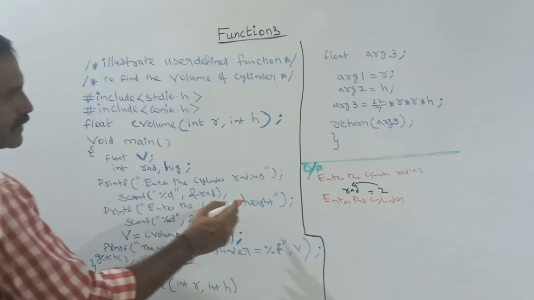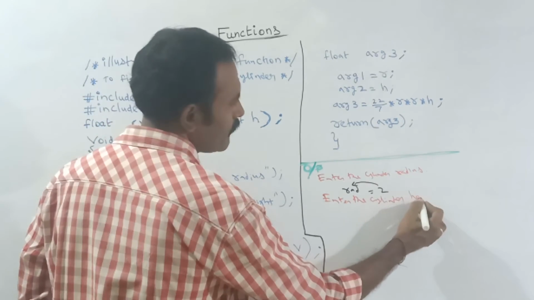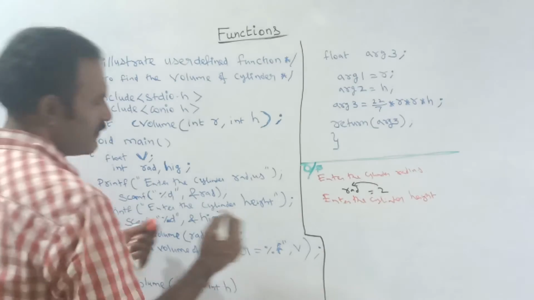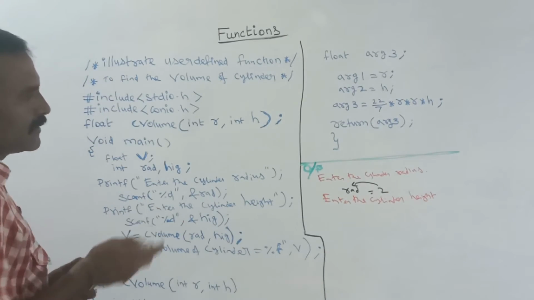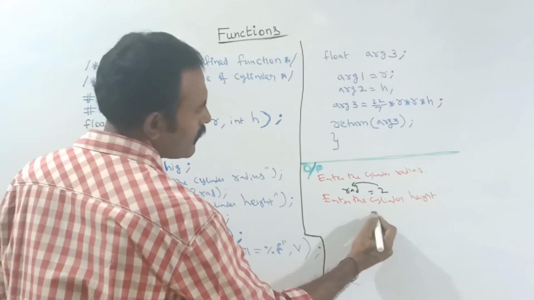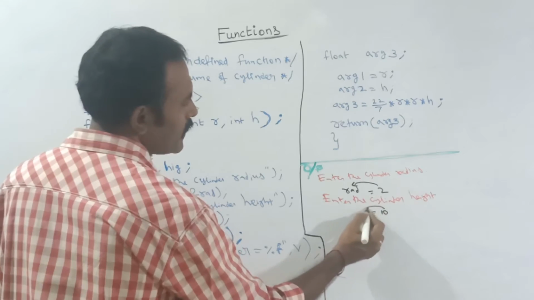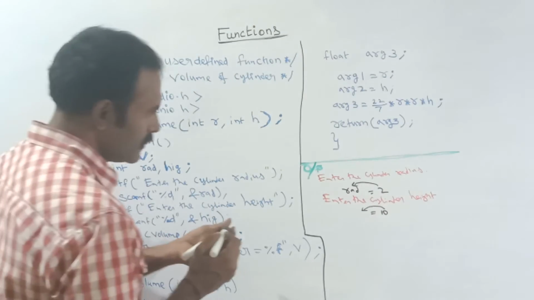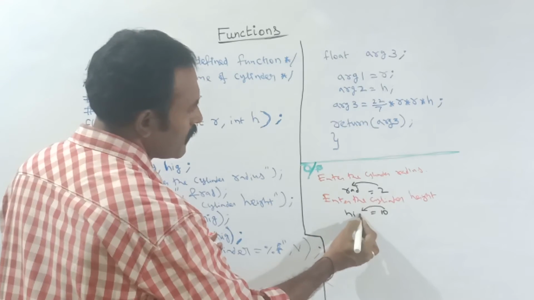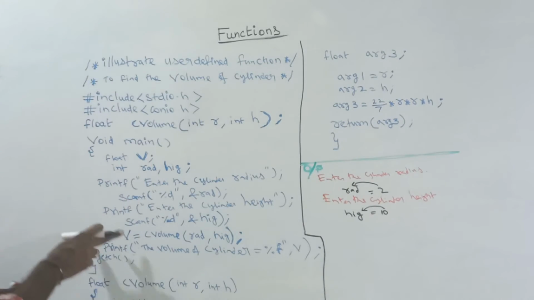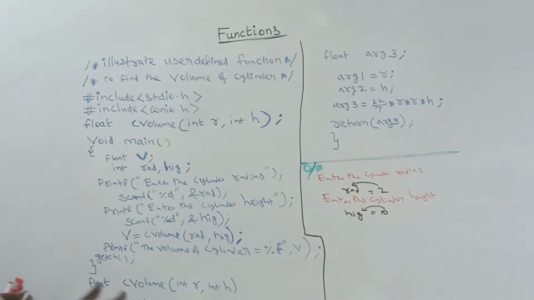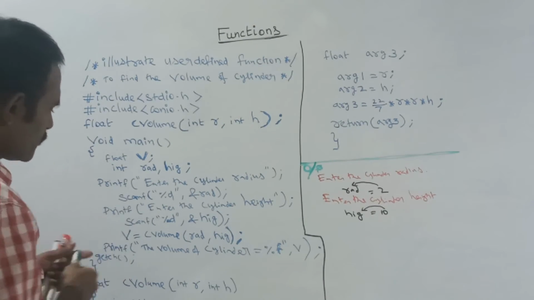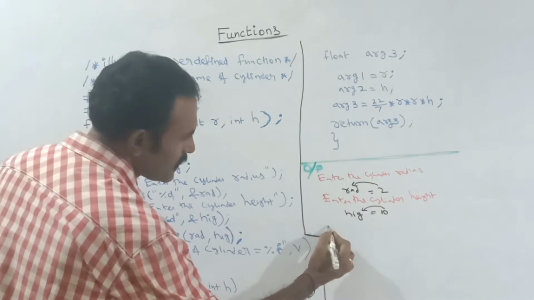Enter the cylinder height. Suppose you give the height as 10, then the 10 will be stored to the variable HIG. Next, here B is equal to, this is the main thing. Here B is equal to a function call. This is the function call.